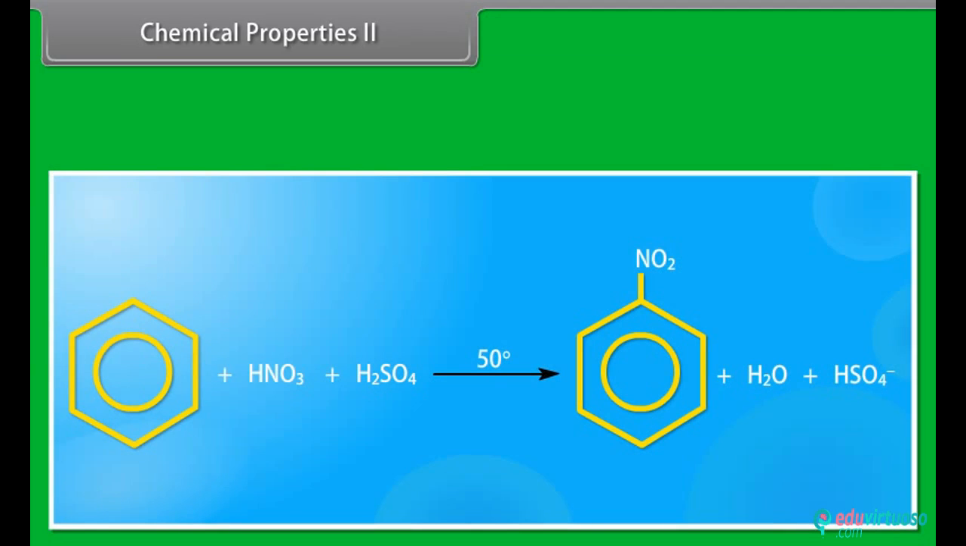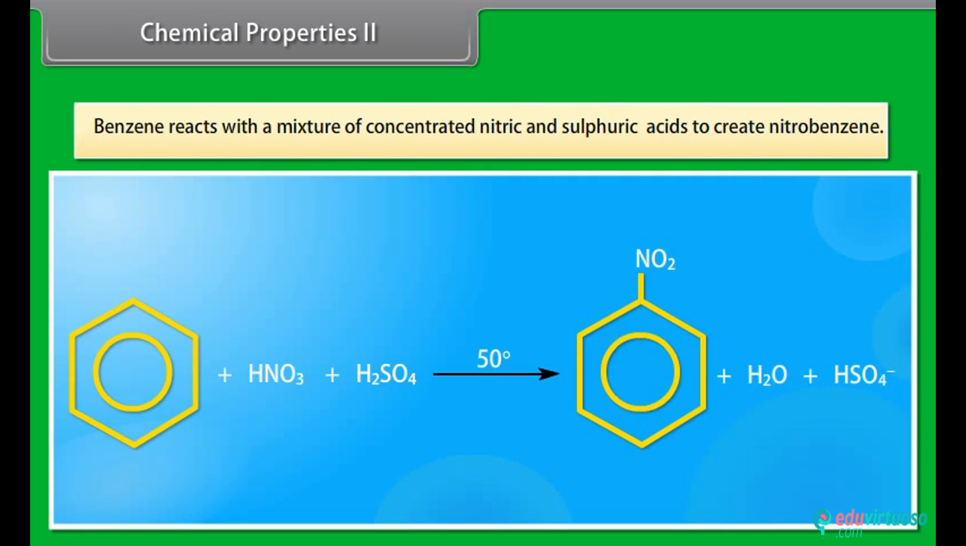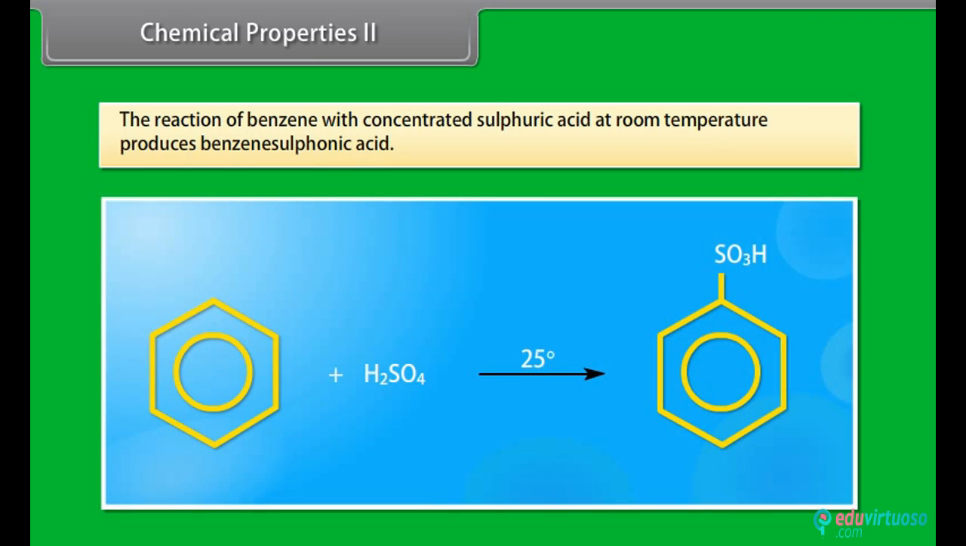Chemical properties 2. In another example of an electrophilic aromatic substitution reaction, benzene reacts with a mixture of concentrated nitric and sulfuric acids to create nitrobenzene. The reaction of benzene with concentrated sulfuric acid at room temperature produces benzene sulfonic acid.